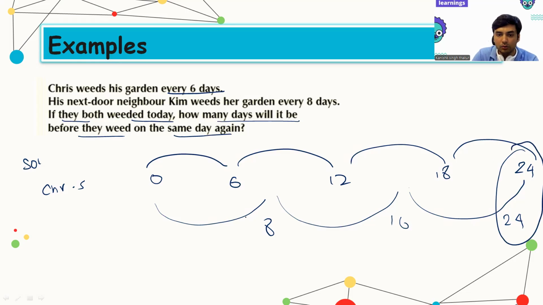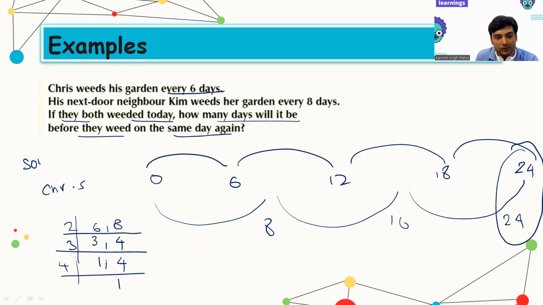You can do it without doing this also. You would have drawn that table here. 6 and 8, 2 threes are 6, 2 fours are 8, 3 ones are 3, 4 I leave it as it is, 4 ones are 4. So 2 times 3 times 4 is 24, which is the LCM. This is it. So this is all about LCM. Thank you.